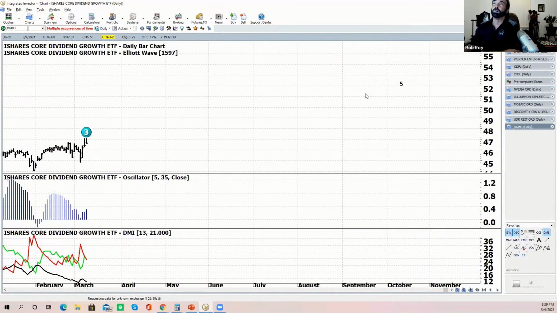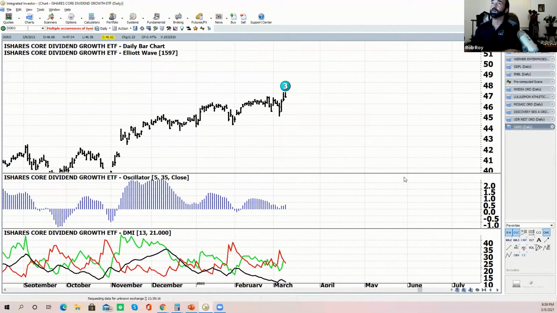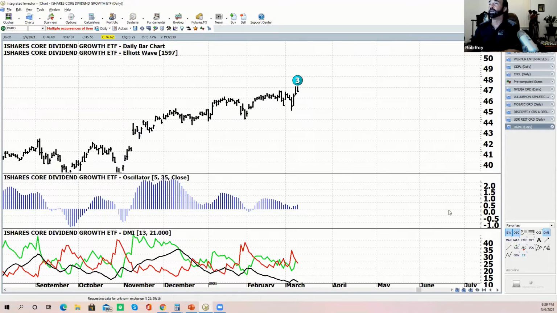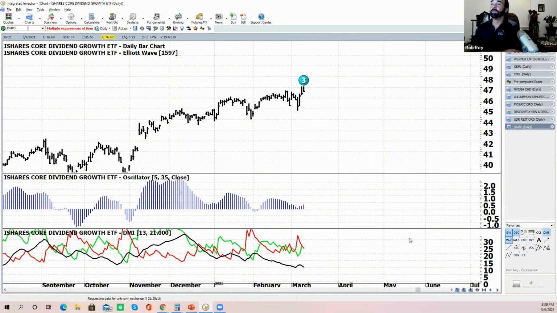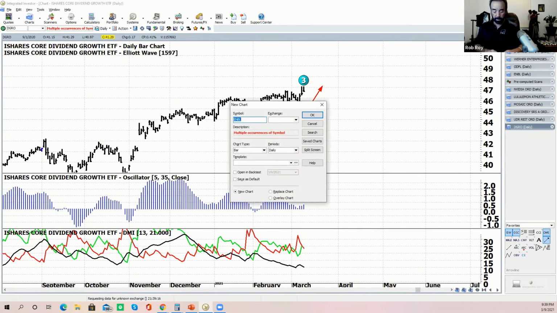And then the other one is one that I'm actually interested in taking a look at, because this is along the same lines as VTV as far as core dividend. So these are more value type stocks. See, the ADX is not interested at all in this recent move to the upside. So that would bother you a little bit, I think, because if we take a look at that ADX and then look at VTV.